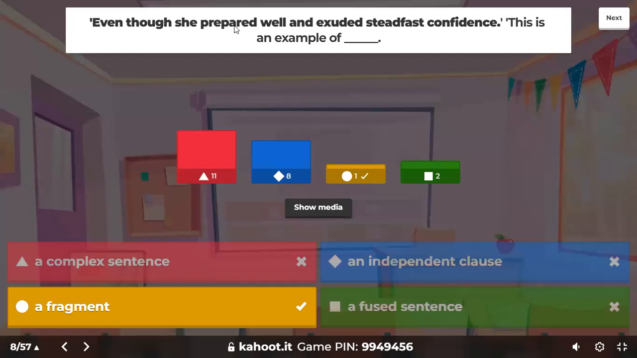Even though she prepared well. Even though she prepared well. So what happened? The sentence is incomplete. So this is why we need another clause. I told you, a fragment is a part of a sentence. It is like a clause, is it clear? But it cannot stand alone.